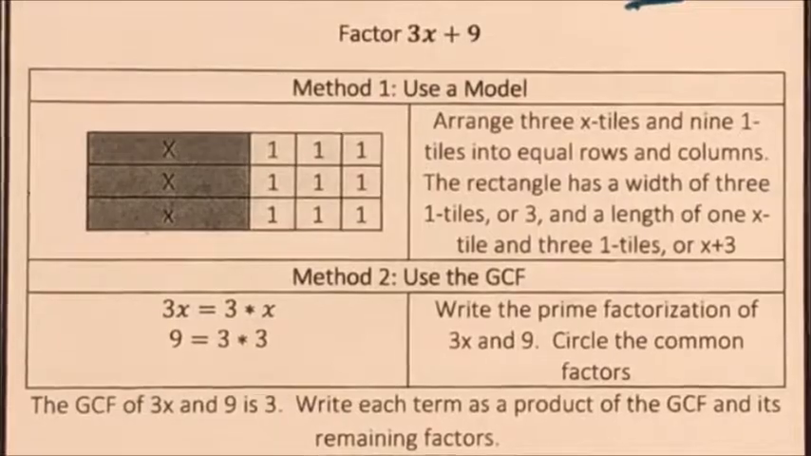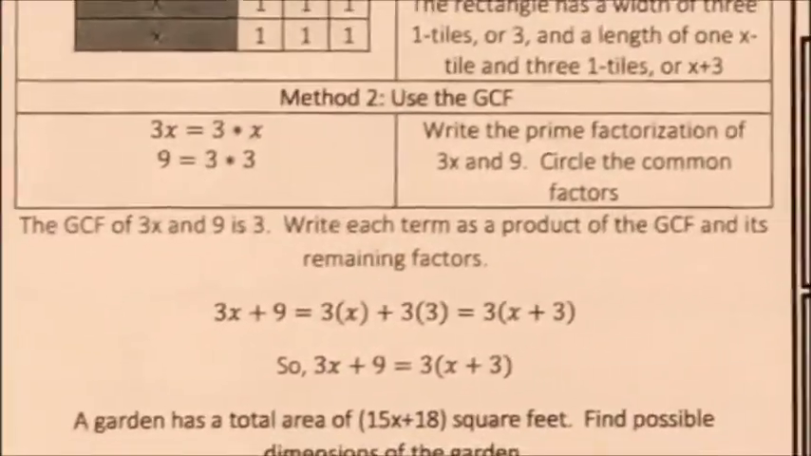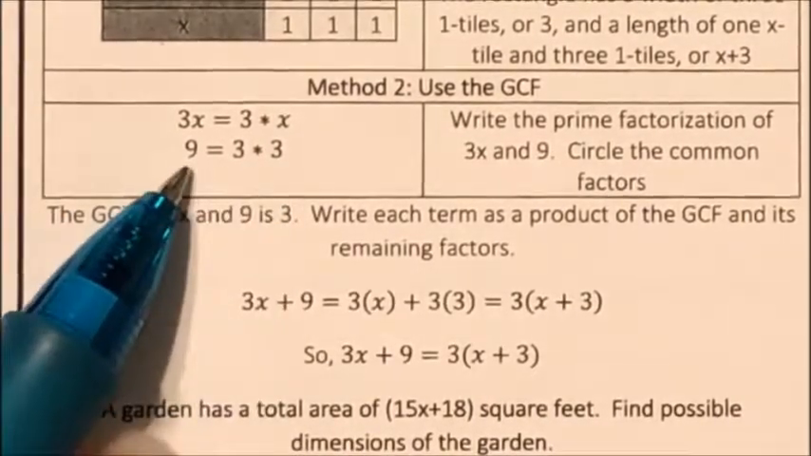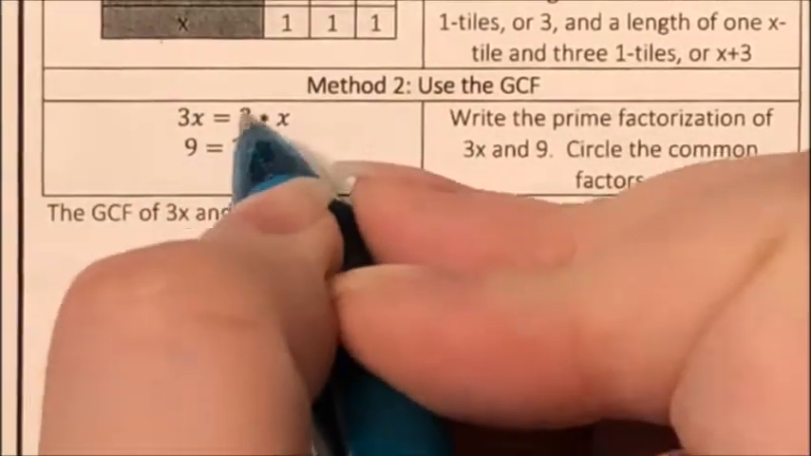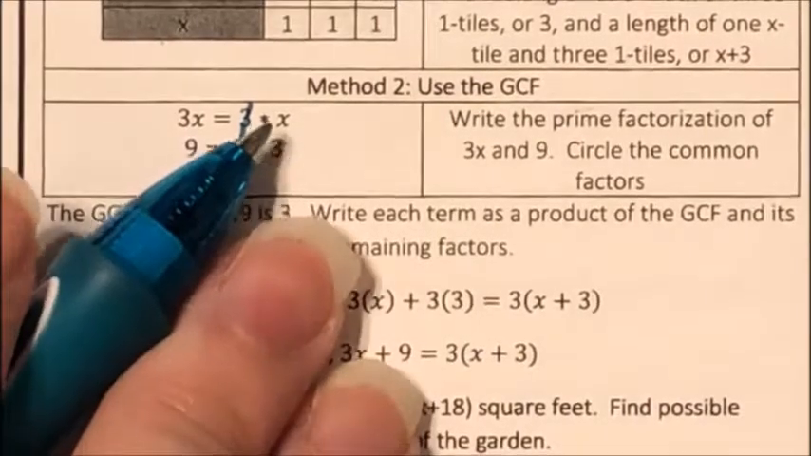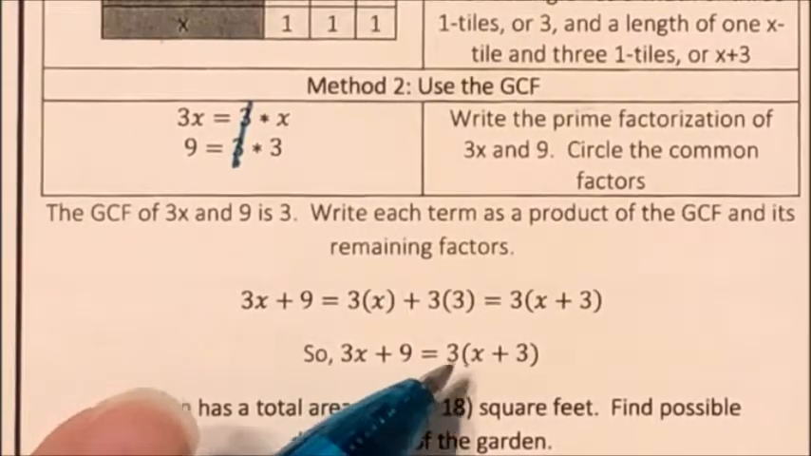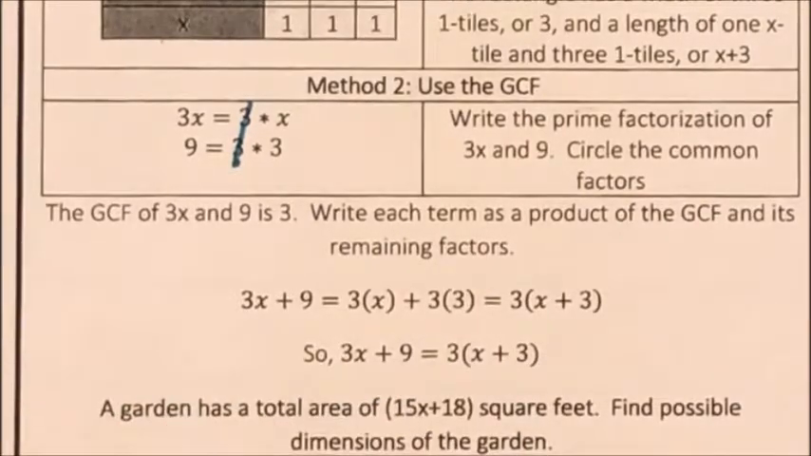I can also use a GCF. So method 2 is using a GCF. 3x is broken down into 3 times x, and 9 equals 3 times 3. So they both have a 3 in common, which is what I take out. So my GCF is 3, and I'm left with x plus 3. So either way, my factored form is going to be 3 times the quantity x plus 3.